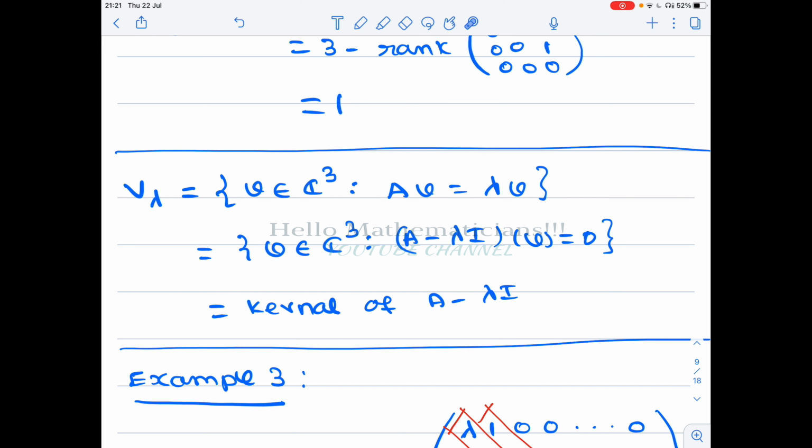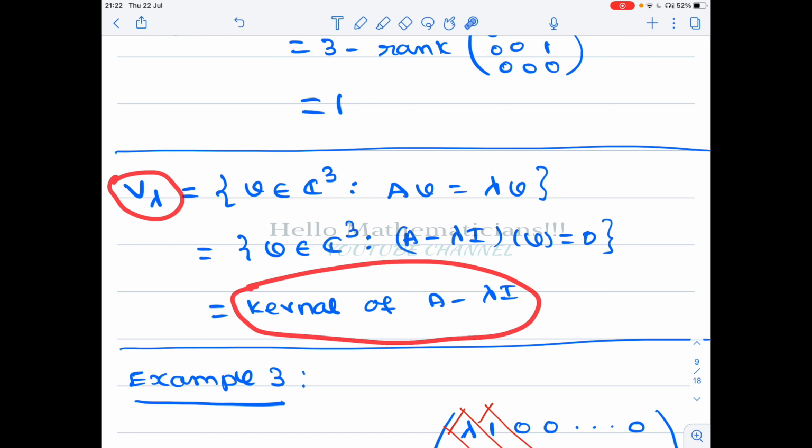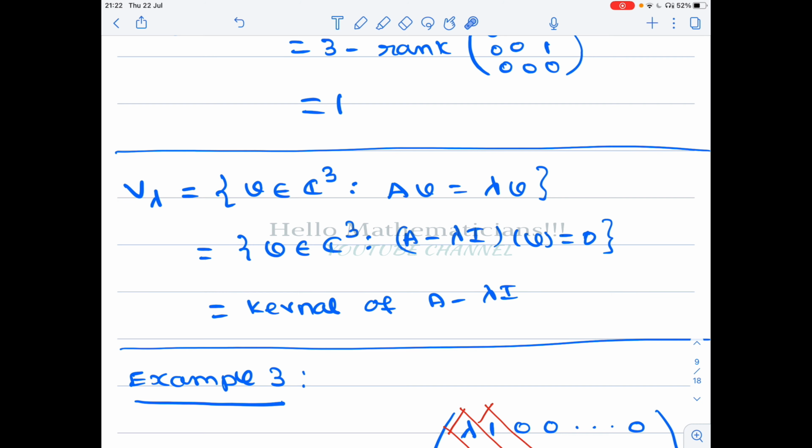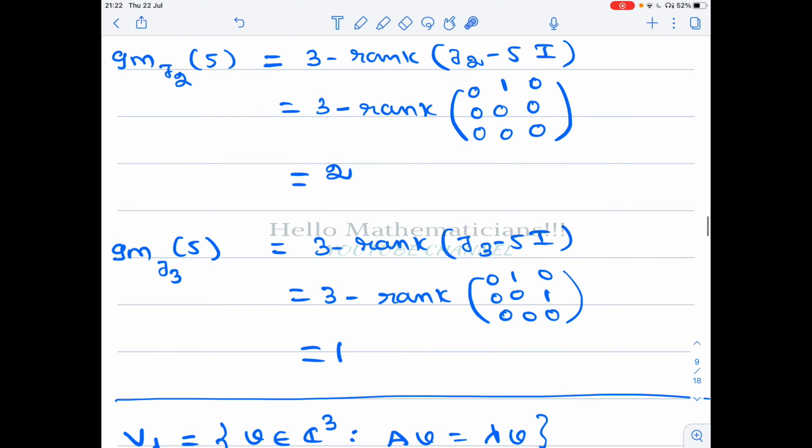That is a definition. So equivalently, the set of all V belonging to C cube such that (A minus lambda I) of V equals 0. Okay, so V lambda is nothing but the kernel of A minus lambda I. So if you want a basis for V lambda, you can equivalently calculate the basis for the kernel of A minus lambda I.